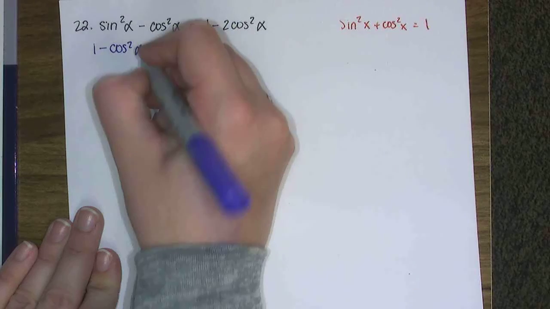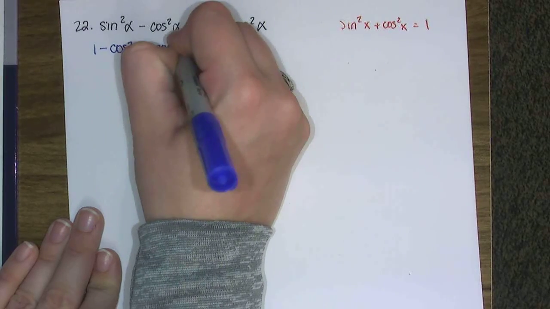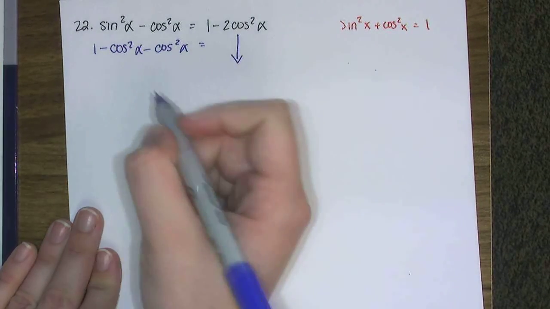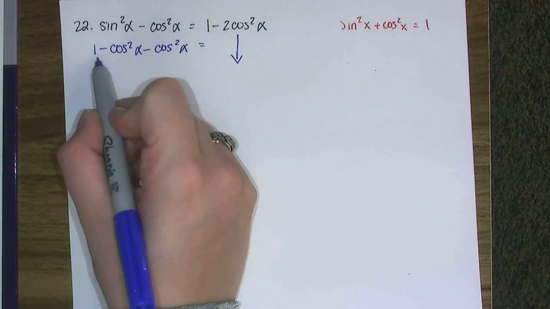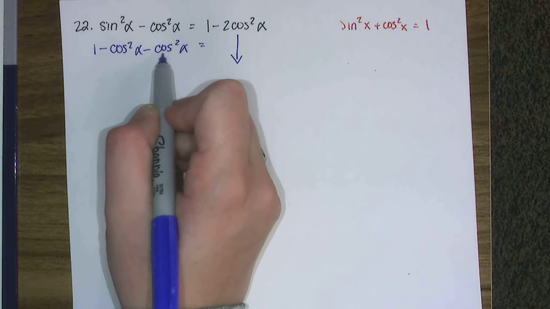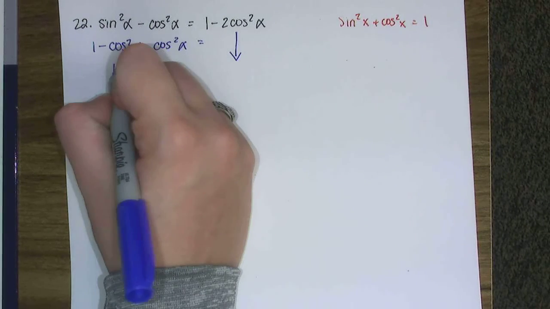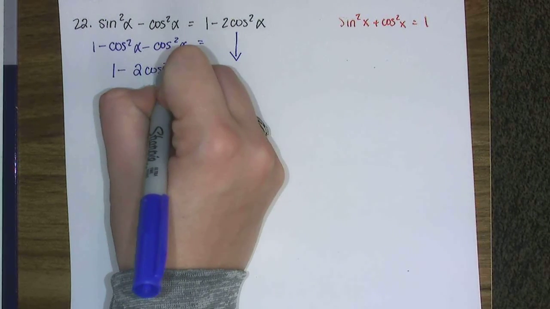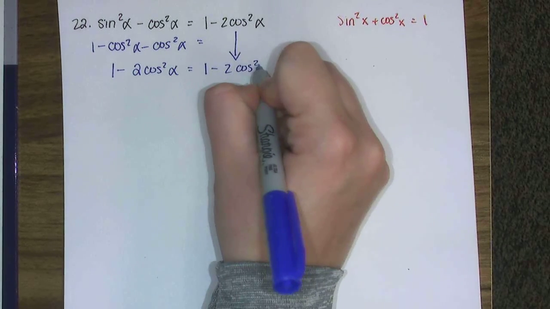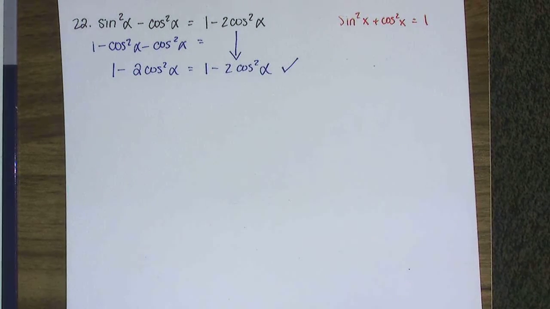Minus cosine squared alpha. And that's equal to, I'm just going to keep bringing this stuff down. Now, I have 1, and then I have 2 negative cosine squared alphas. So 1 minus 2 cosine squared alpha is equal to 1 minus 2 cosine squared alpha. And that is true. So that kind of stuff is all you're responsible to be able to do.